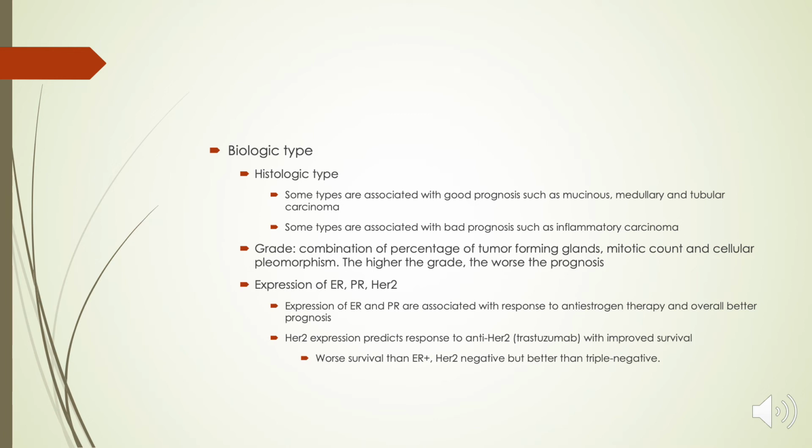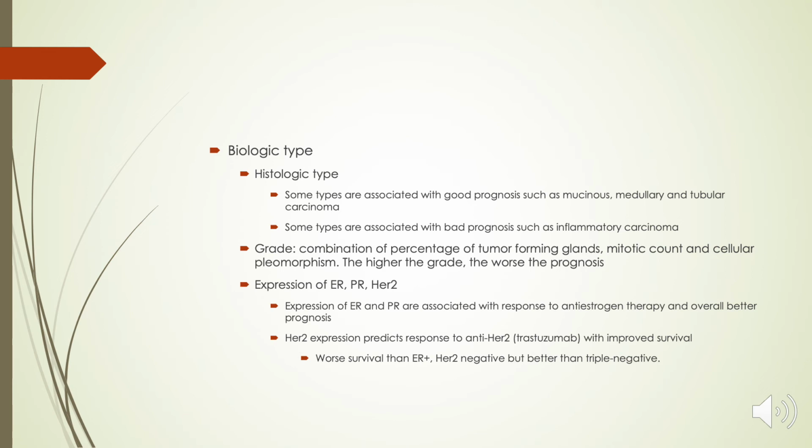The grade is a combination of the percentage of the tumor that is forming glands, meaning the more glands that are formed, the lower the grade. The more the tumor is composed of solid sheets rather than glands, the higher the grade. Mitotic count: low mitotic count means low grade, high mitotic count means high grade. And cellular pleomorphism: the small monotonous cells are low grade, and the large pleomorphic cells are high grade. The higher the grade, the worse the prognosis.